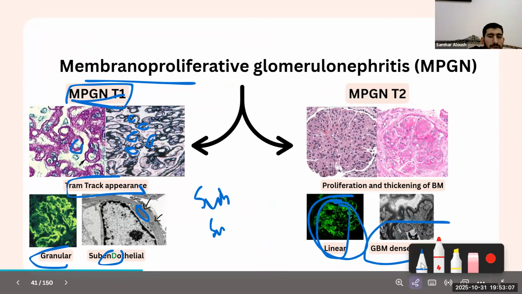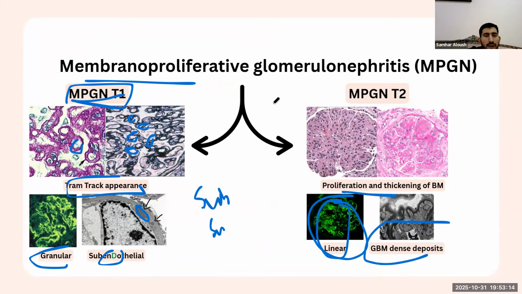And lastly, it doesn't have tram track appearance. It will have just proliferation and thickening of the basement membrane, which is plain, meaning there's nothing special. And these are just memorization.